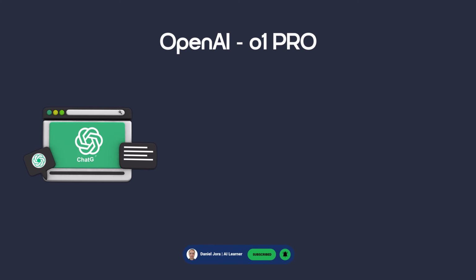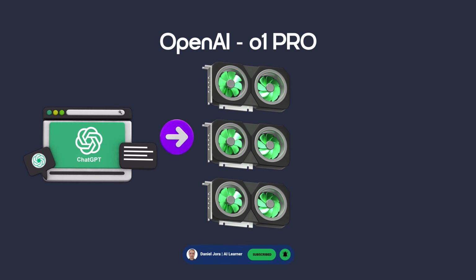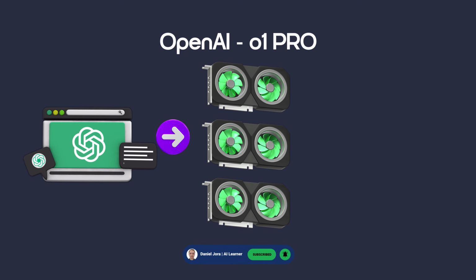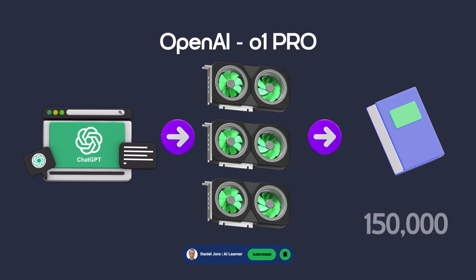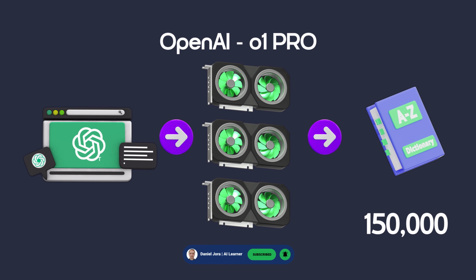OpenAI o1 Pro, a higher compute version intended to be more consistent on difficult reasoning tasks. What sets it apart is the willingness to spend more compute to reduce mistakes when the task is genuinely hard. Its usable memory is roughly 150,000 English words.